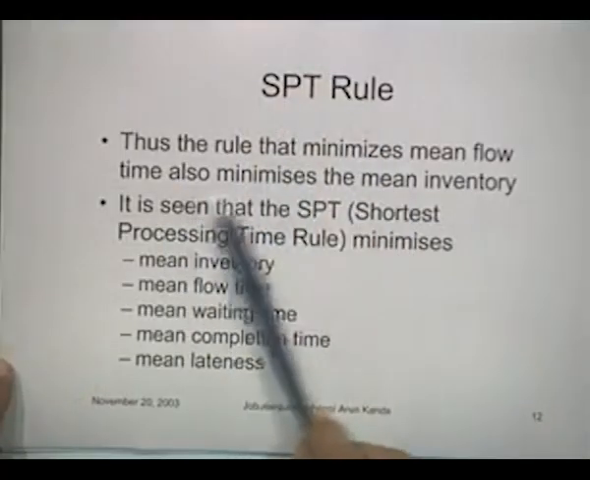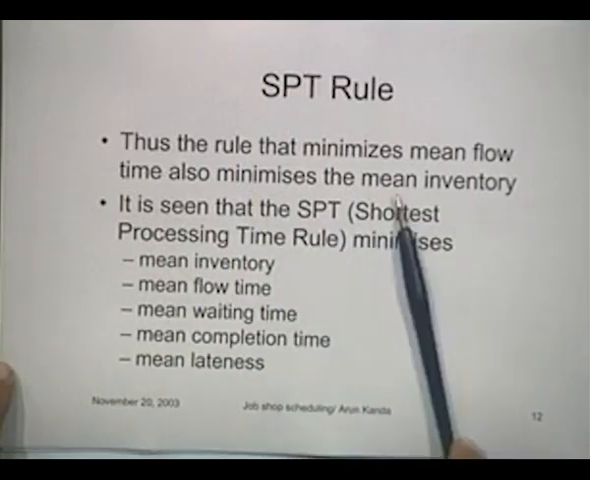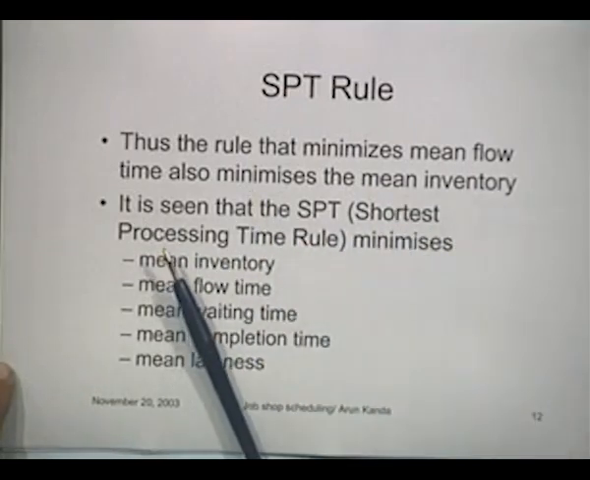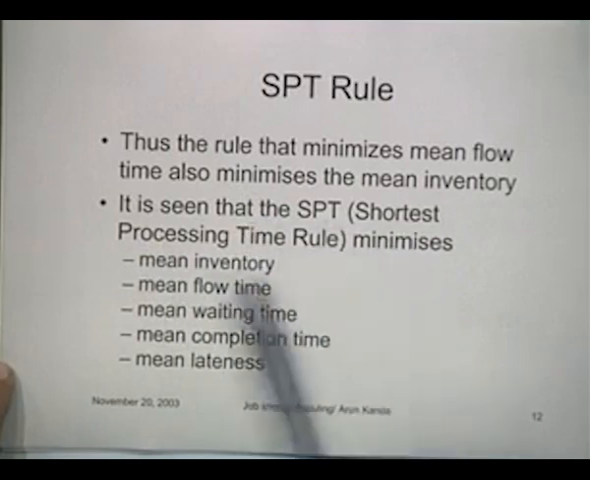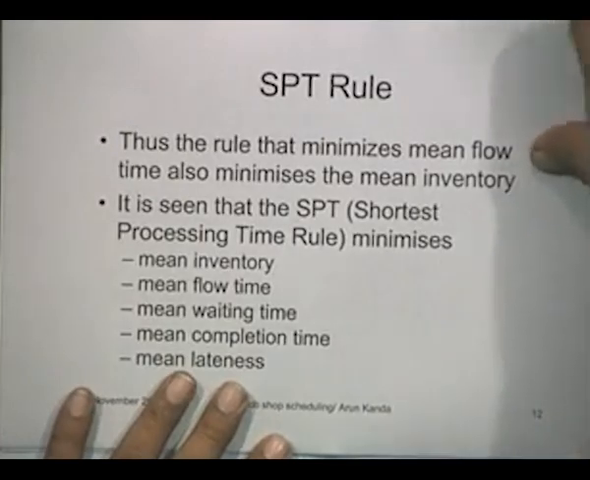And so this is actually a summary of the final result that we have. The SPT rule, the rule that minimizes the mean flow time, also minimizes the mean in process inventory. So it is seen that the shortest processing time rule minimizes the mean inventory, the mean flow time, the mean waiting time, the mean completion time and the mean lateness simultaneously. This is the advantage of using the SPT rule.